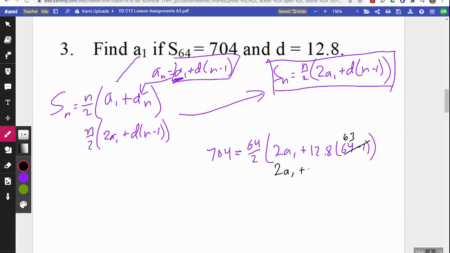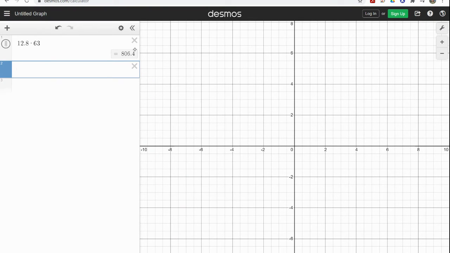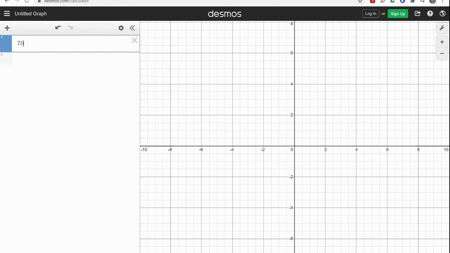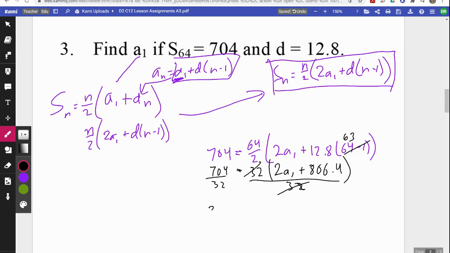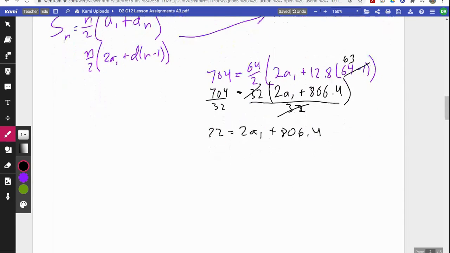So we have 2 a sub 1 plus 806.4 in parentheses. This, if I divided that, would be 32, equals 704. Okay. At this point, a sub 1 is stuck inside parentheses. Let's get rid of that 32 first. 704 divided by 32 is 22. So 22 equals 2 a sub 1 plus 806.4. And now we can solve the rest.